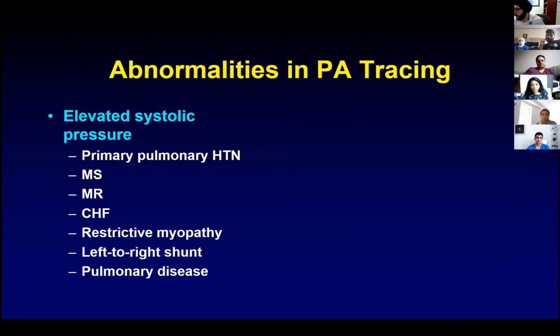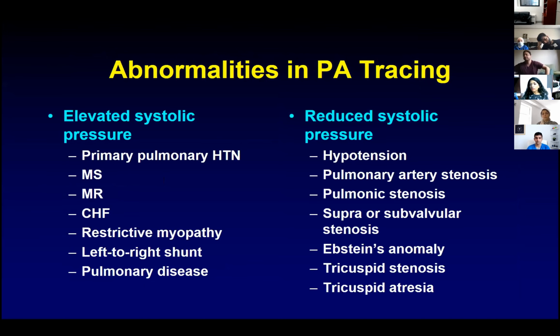Elevated systolic pressure you'll see in primary pulmonary hypertension, also left-sided heart diseases and other cardiomyopathies, pulmonary diseases, and left-to-right shunts. A reduced pulmonary artery pressure can be seen in hypotension, pulmonary artery stenosis or pulmonic stenosis, Epstein's anomaly, tricuspid stenosis, and tricuspid atresia.